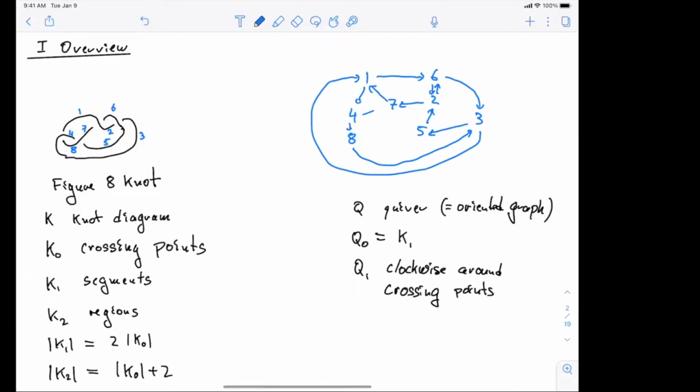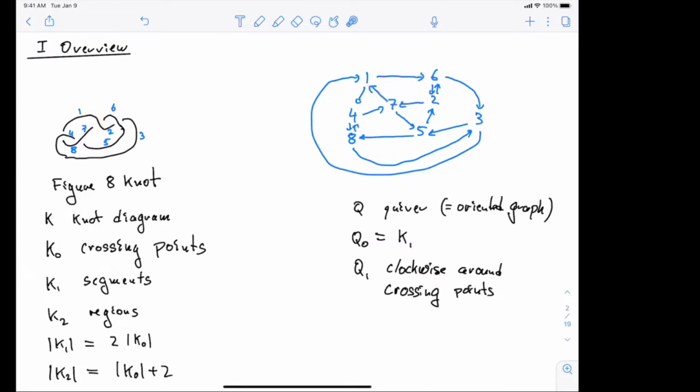And finally 4 to 7, 7 to 5, 5 to 8, and 8 to 4. Okay, so this is how you draw the arrows. And then you see every crossing point gives you an oriented 4 cycle. This crossing point here corresponds to the 4 cycle here. It's clockwise, this cycle is oriented clockwise.